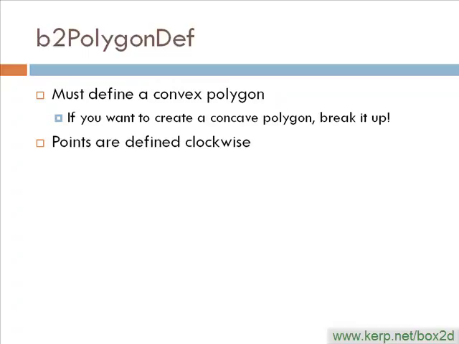Points are defined clockwise. I think if you actually read the wiki, it tells you points are defined counterclockwise, but that may change depending on whether your camera is in the positive or negative z-axis. As it turns out, for Flash, points are defined clockwise. And how do you define points?